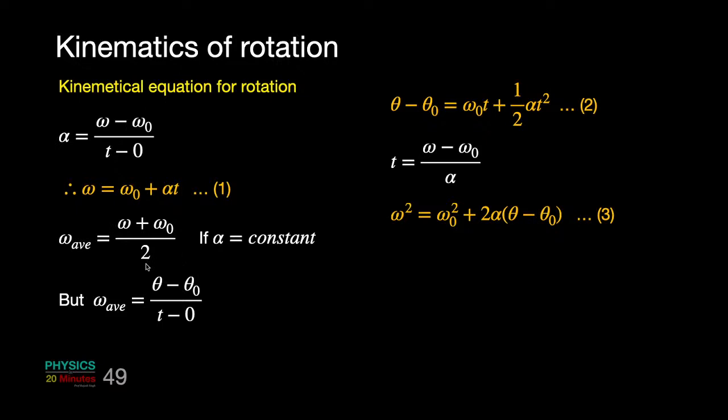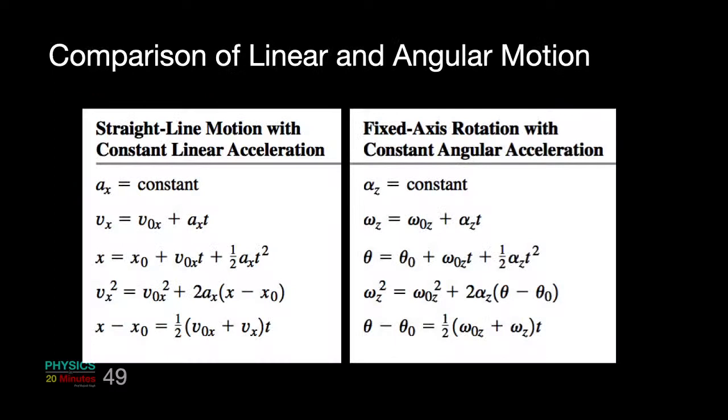So I hope that is clear to everyone. So here are my parallels, I am drawing the two parallels. In linear motion, a is constant. Here, alpha is constant. We write v is equal to v0 plus at. Here we write omega is equal to omega 0 plus alpha t.